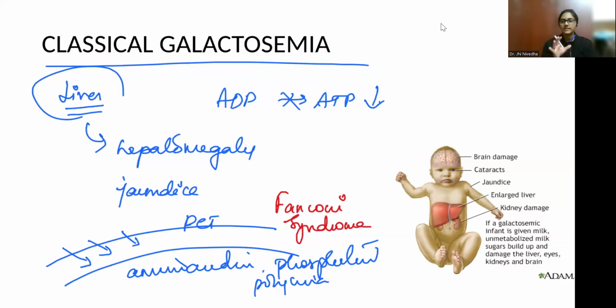So ATP is necessary for reabsorption of the solutes. Now ATP is depleted, so reabsorption of these solutes is reduced, and all of which gets excreted. This is collectively called Fanconi syndrome.